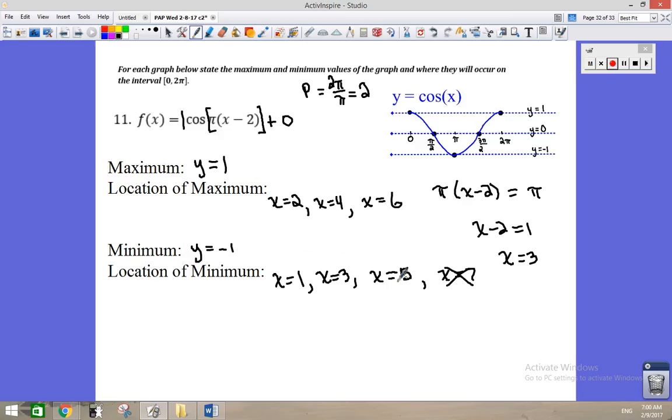So again, we have 3 locations, but because this had a shift to the right, this initial point moved forward to the right, and a minimum value snuck in to the left of that on the interval from 0 to 2 pi. So we have our answers here. We have a maximum of y equals 1, and that maximum occurs at 3 different places between 0 and 2 pi. It has a minimum value of -1 that occurs at 3 different locations on the interval from 0 to 2 pi. All right, so I hope that helps, and I'll talk to you later.